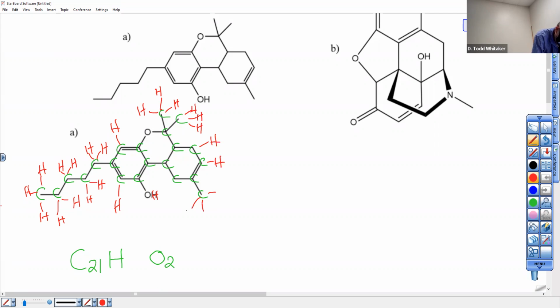Three H's here. And what about this one here and here? They only have 3 bonds showing. 1 H is missing.